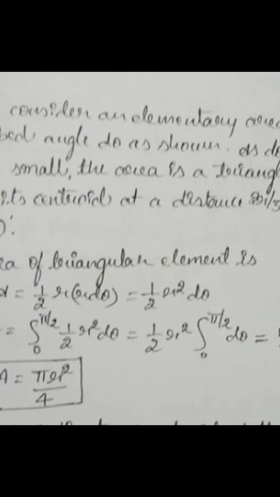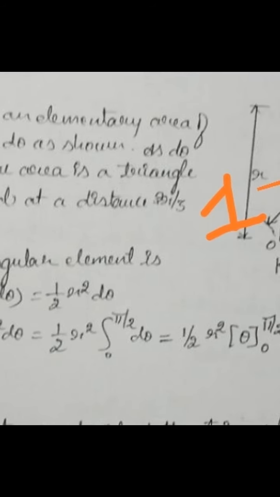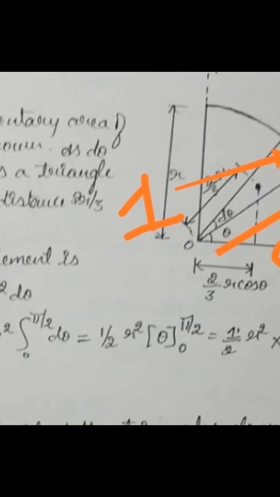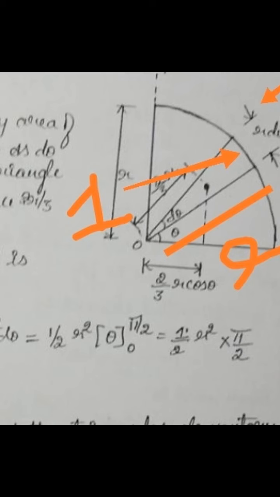Half r square, both are constants, so you remove them outside. Sorry, d theta, if you integrate, you will get theta. Here the theta value you have to substitute from the upper value and the lower value. The upper value is pi by 2 and the lower limiting value is 0. Theta is pi by 2, and if you put 0, that will become 0 only. So write it only as half r square into pi by 2. That is the last step I have written. If you multiply that, you will get pi r square divided by 4.